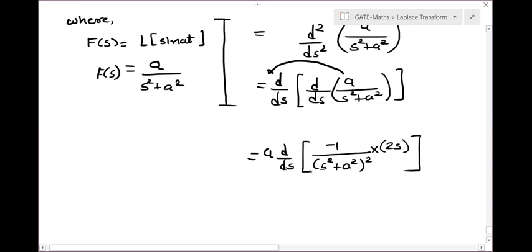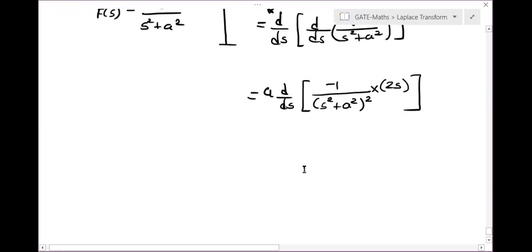Is this clear? If anyone is having difficulty in differentiation, please let me know, so that we can take a separate class. Now 2 into minus 1 is minus 2, so minus 2a we can take outside. Now inside we have d by ds of s upon s square plus a square whole square.